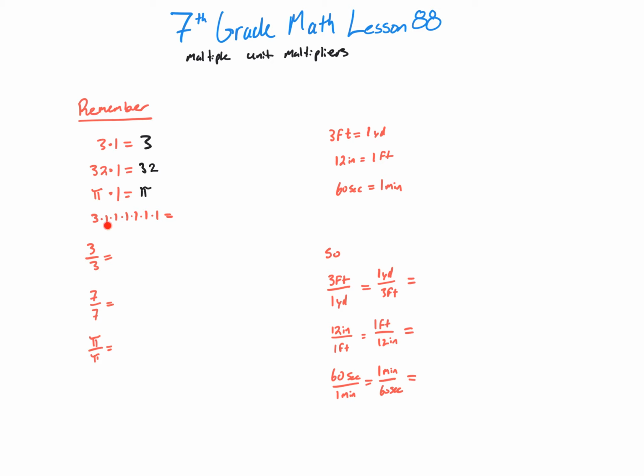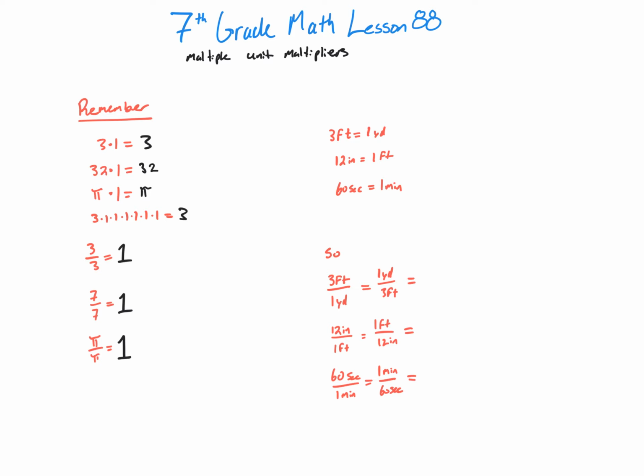And that even works if you have more than one that you're multiplying by. So 3 times 1 times 1 times 1 times 1 times 1 times 1, that's right, it's still equal to 3. Also, something else to remember is if you take any number and divide by itself, it gives you 1. So if you have 3 and divide it by 3, you get 1. 7 divided by 7, 1. Pi divided by pi, 1.